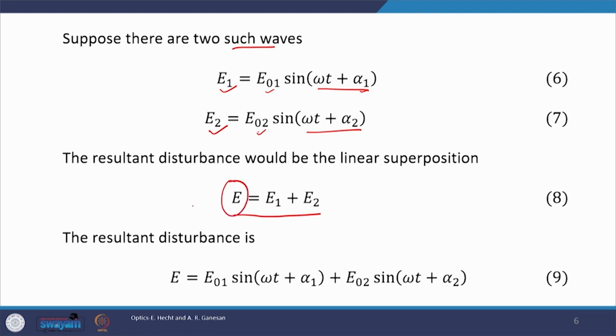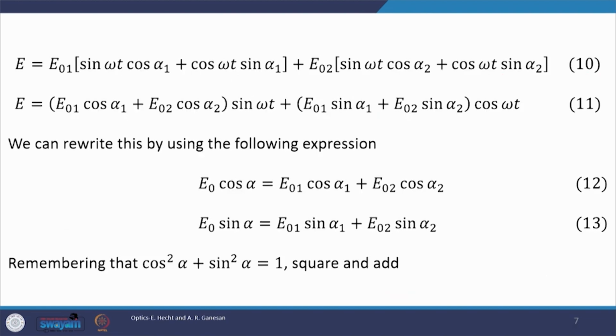Now, let us substitute the expressions for E1 and E2 from equations number 6 and 7, and after the substitution we get expression number 9. This is the expression of the resultant disturbance. Now, let us expand the sine function and see what it gives. By using the formula for sin(a plus b), we will get these two expanded expressions of sine.